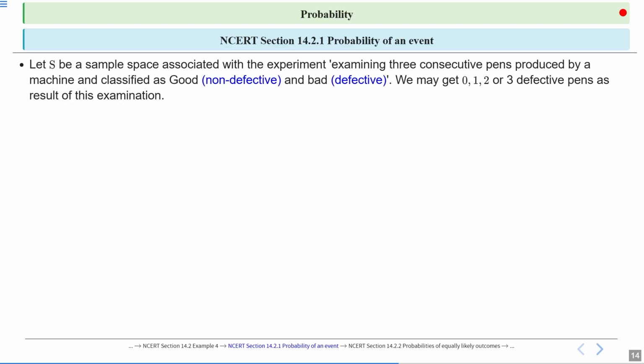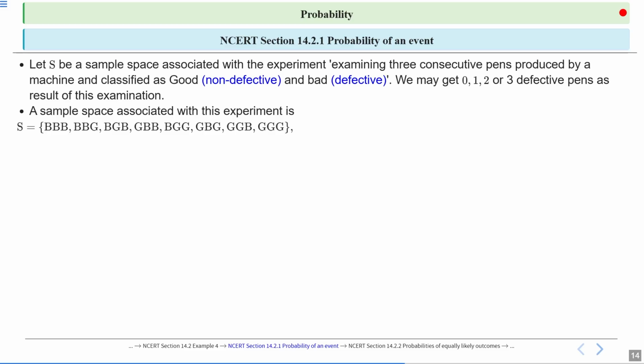We are getting 0, 1, 2, or 3 defective pens. So basically, 3 consecutive pens are produced by a machine and classified into two types: good and bad. Clear? So what is the sample space associated with this experiment? Students, you can easily write the sample space associated with this experiment.